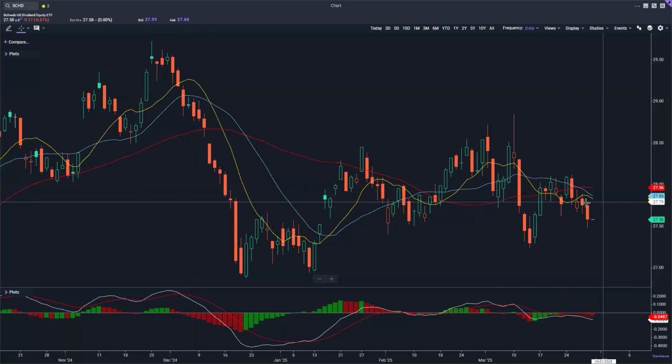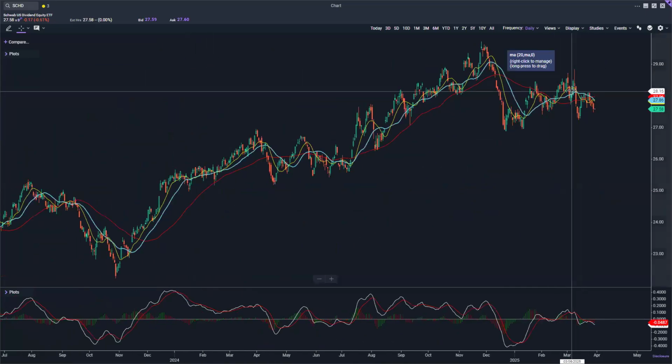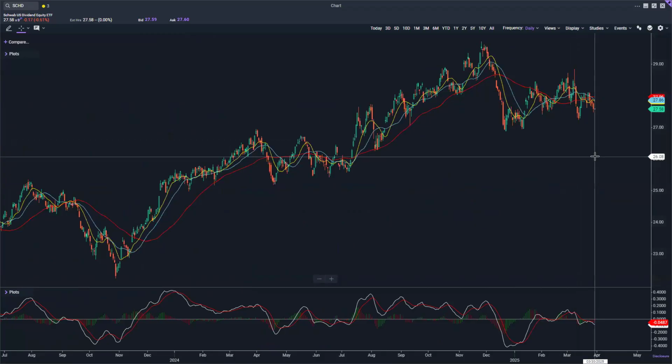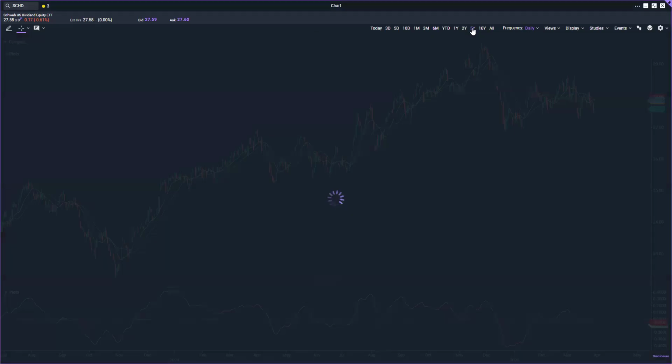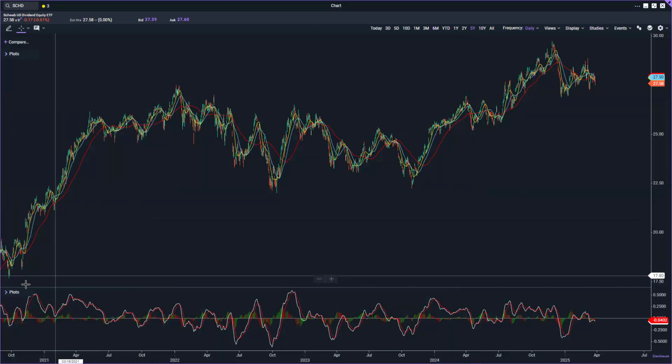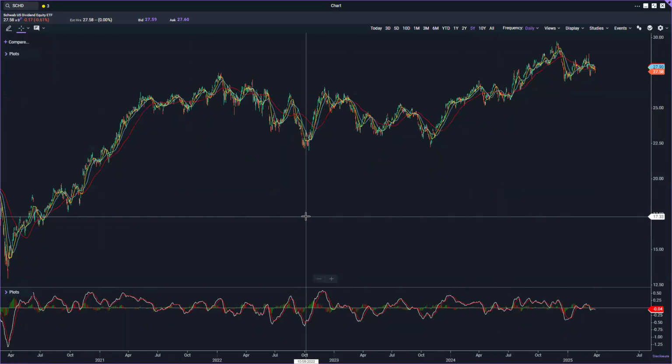So SCHD, it usually holds up pretty well when the market pulls back because there's a lot of defensive plays in there, like your Verizon, your oil plays. So you could see it didn't have that large of a pullback compared to SPY, Diamond, and Qs. So this is a good ETF to buy, hold long term there. And as you could see here, 5-year chart here, it went from 17 bucks to $30 there.